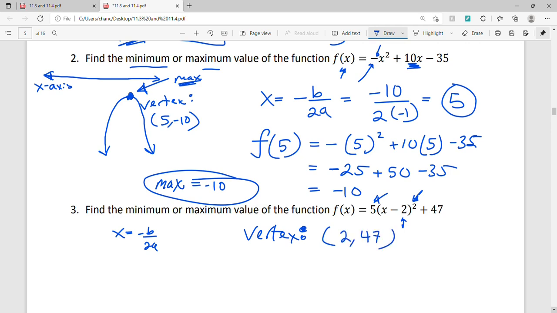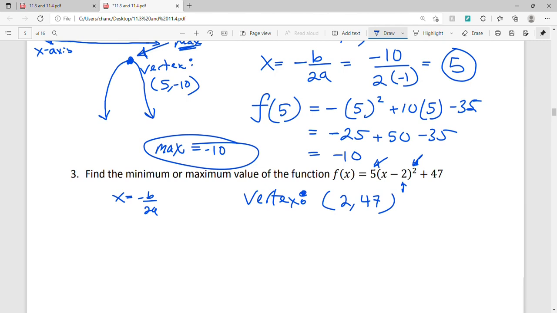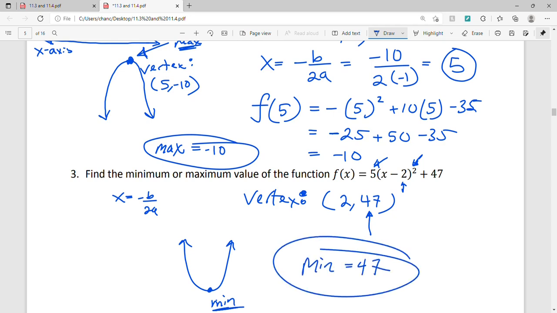That means the function has either a minimum or a maximum at the output. This is a positive 5. That means the graph faces up, and therefore we have a minimum, not a maximum. So the minimum of my function is 47. That's our solution. The minimum is 47.